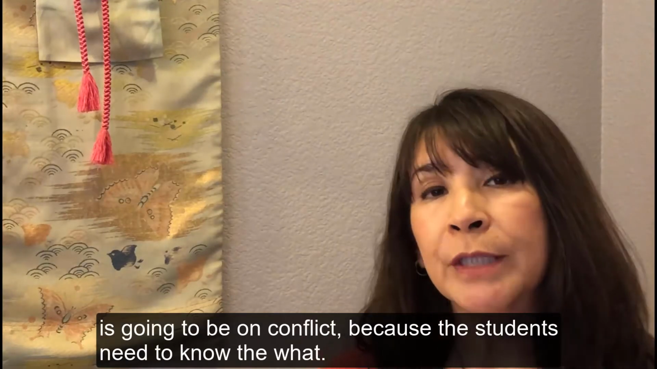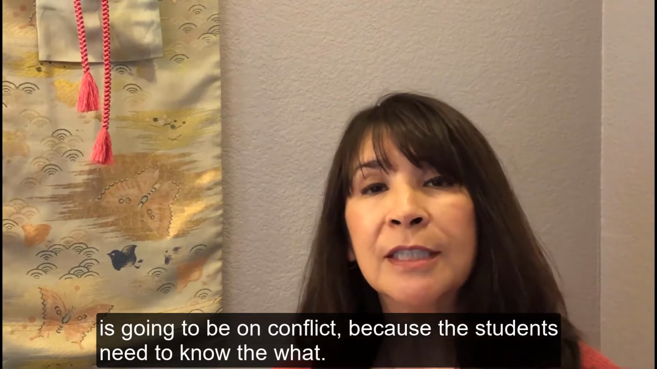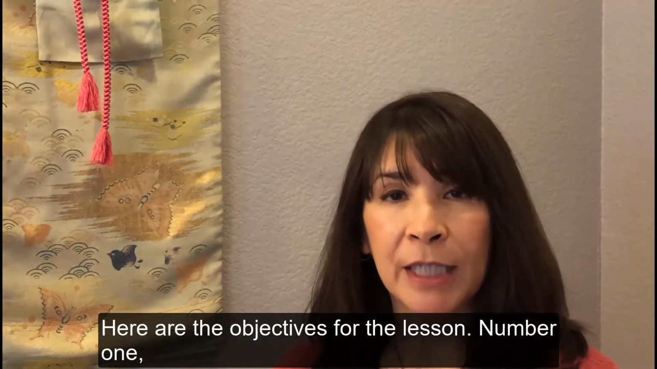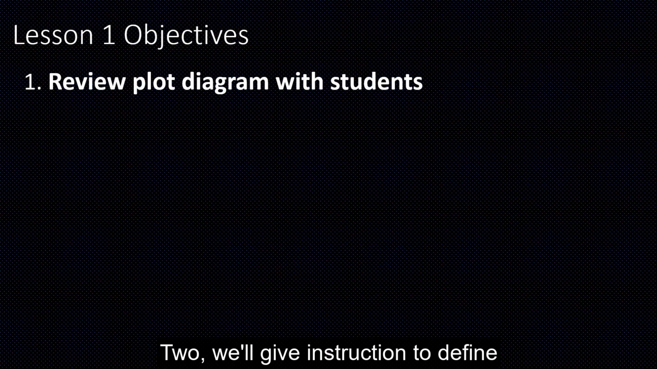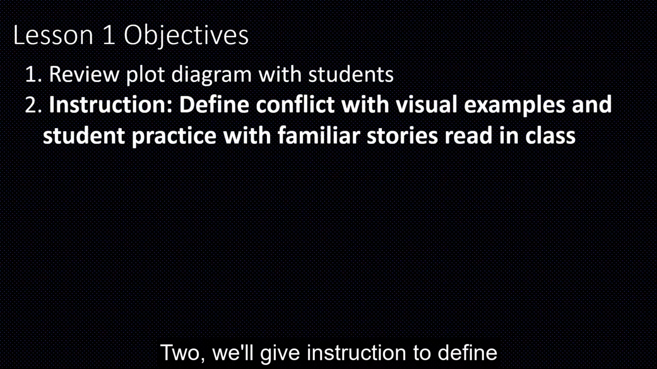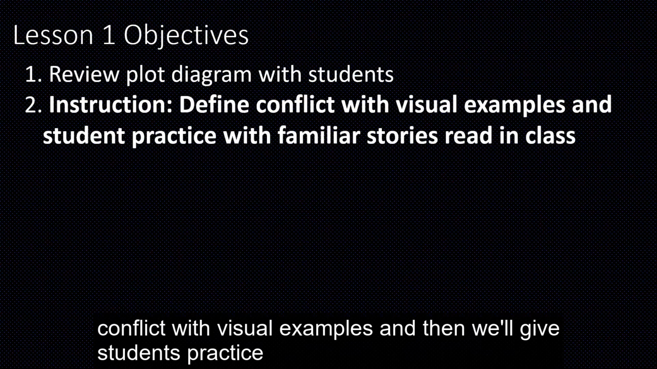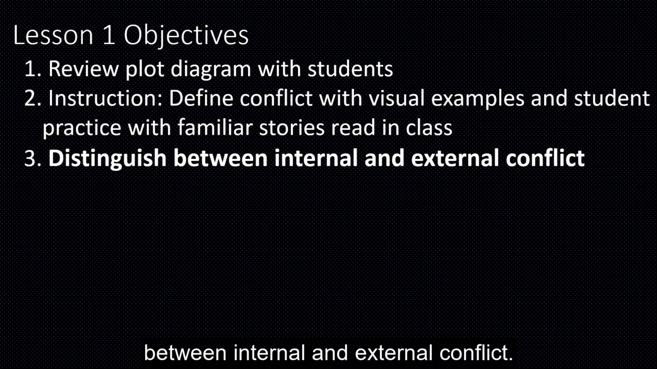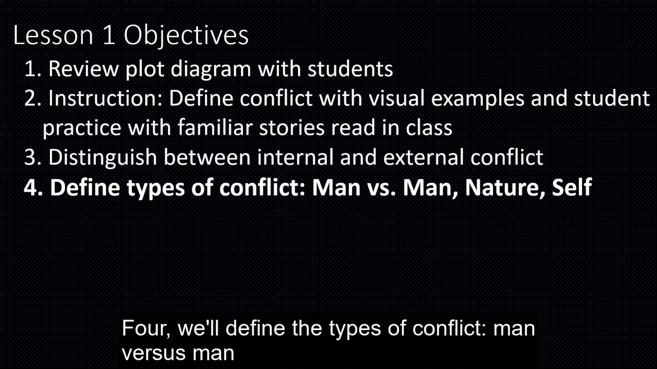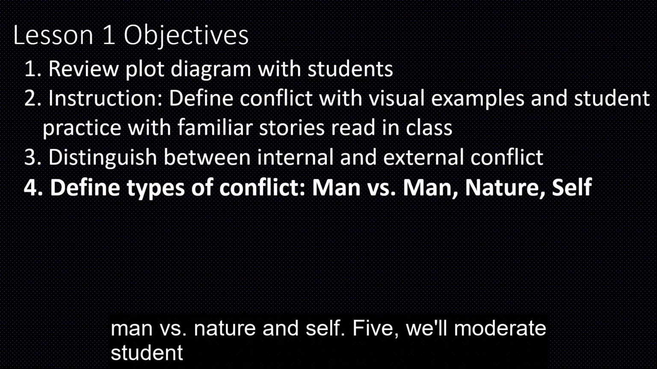This first lesson is going to be on conflict, because the students need to know the what. Here are the objectives for the lesson. Number 1, we'll be reviewing the plot diagram with students that they've covered before in class. 2, we'll give instruction to define conflict with visual examples, and then we'll give students practice with familiar stories. 3, we'll distinguish between internal and external conflict. 4, we'll define the types of conflict, man versus man, man versus nature, and self.